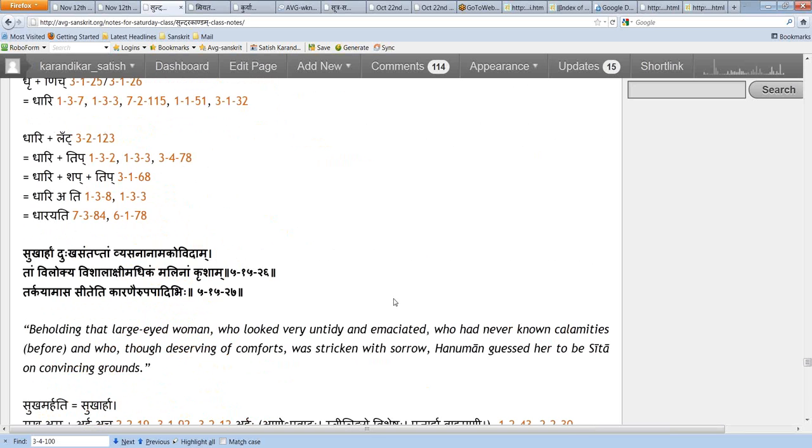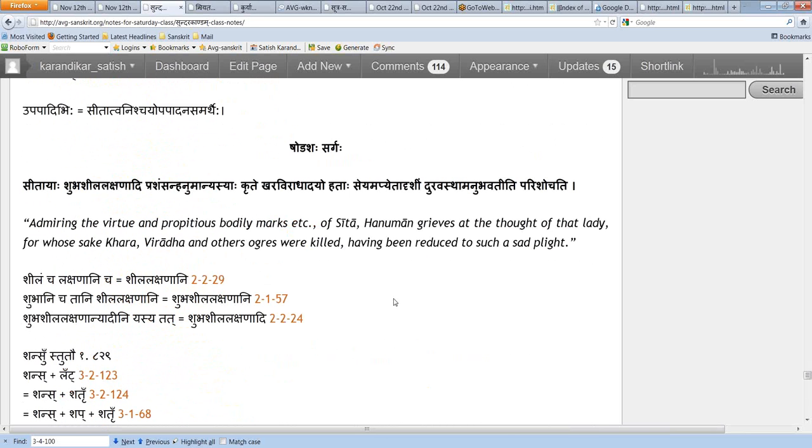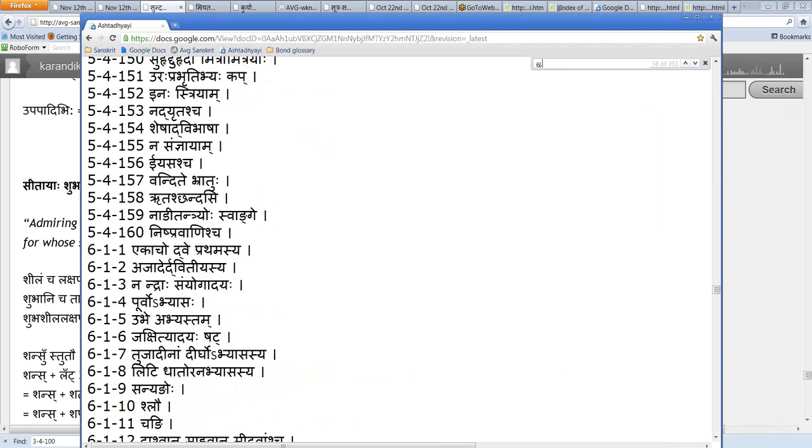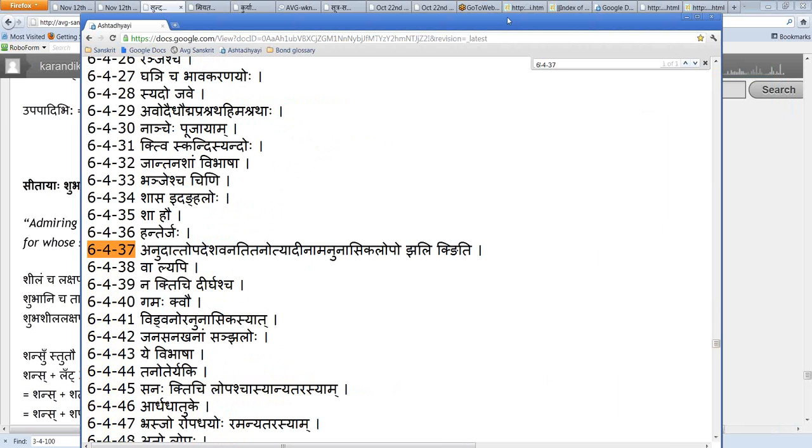Okay, now let's see, Khara Viradha Dayo. Hataha is from Dhatu Han. So in this case, Nakar Lopa Bhat Sutram, Ravi, which Sutram? It's Anudattopadesha Vanati Tanotyadinam, Anunasika Lopo Jalikiniti. Very good. 6437. Upadesha. Basically this connects to the Sutram 7 to 10, Ekach Upadesha Anudatta. So these are dhatus which are exceptions to the Nishedha. So there are 6 of them ending in nasals.